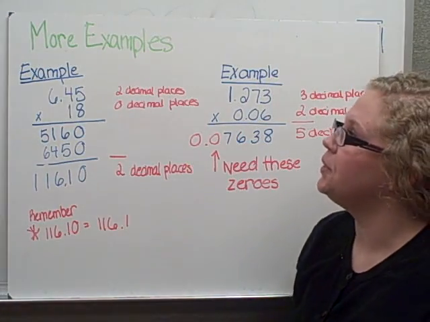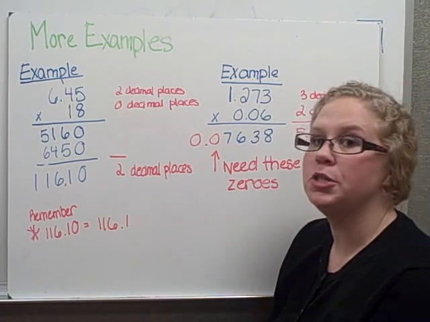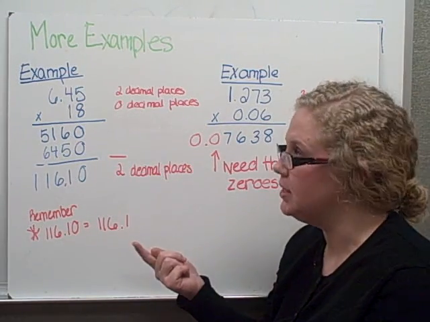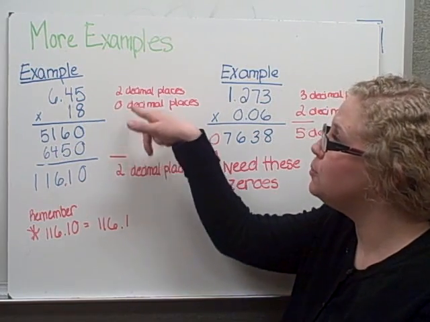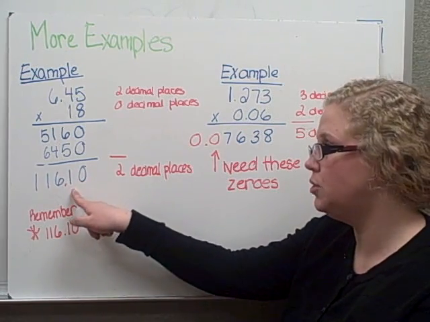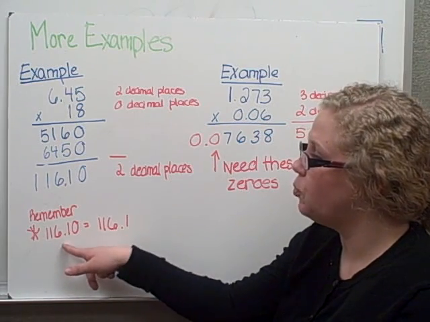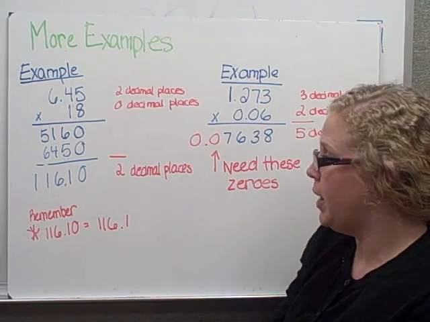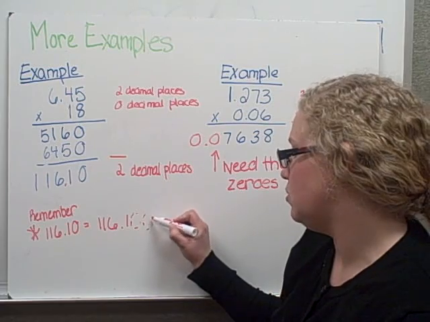In our next example, we have 6.45 times 18. So once again, we multiply as if we were multiplying any whole number. Here's our math for that. Then we have to count up our decimal places. We have 2 decimal places in the first factor, 0 in the next. 2 plus 0 is 2. Therefore, we have 2 decimal places in our product, 1, 2. Right here, it's important to note that 116.10 is the same as 116.1 because, in fact, there are infinitely many zeros as placeholders here.